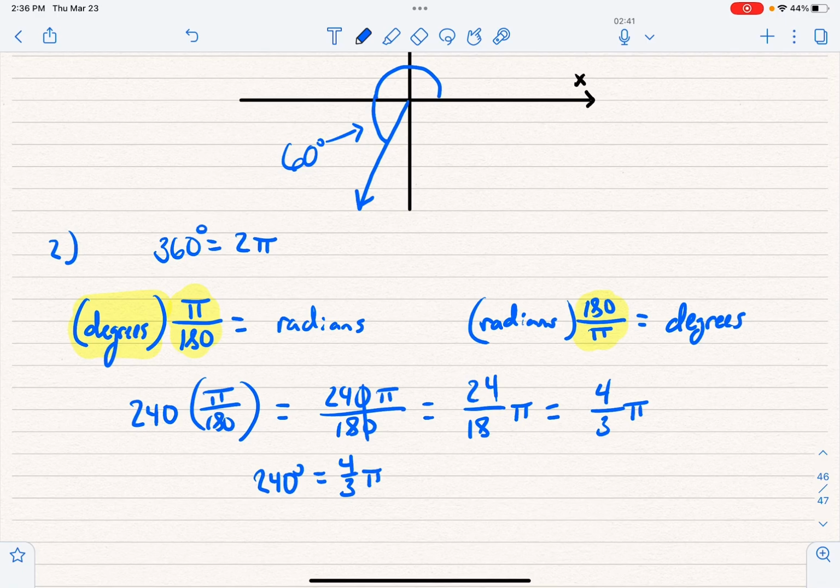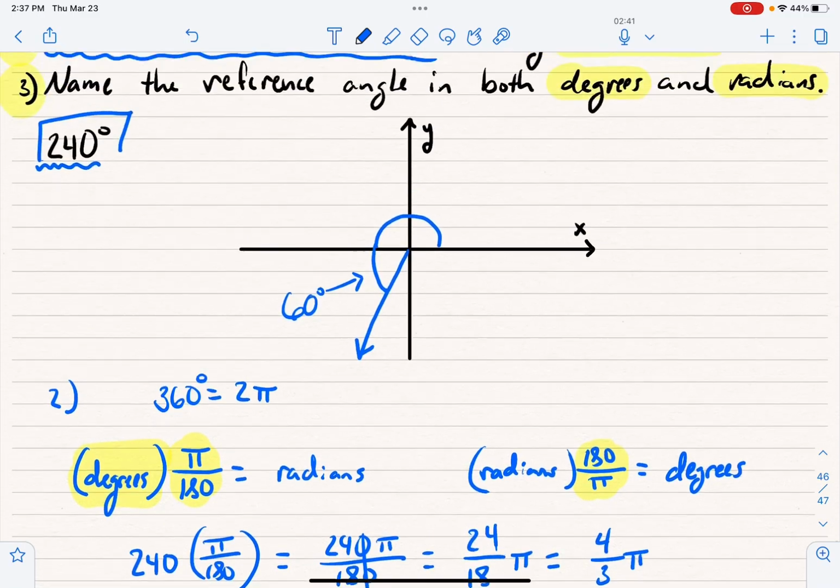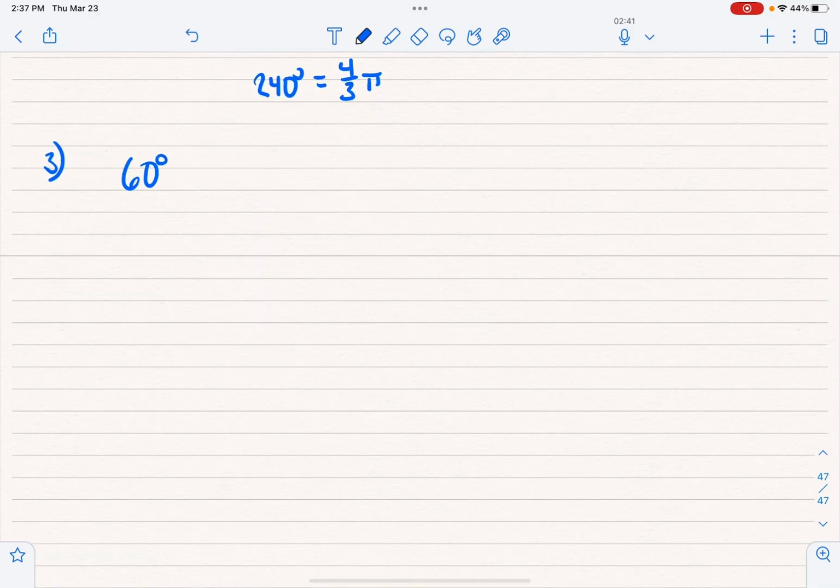And then, all right, for the third one, it said find the measure of the reference angle in both degrees and in radians. And obviously the reference angle is easy. We already kind of looked at that. The reference angle is 60 degrees. So 60 degrees, that's what it is in degrees.